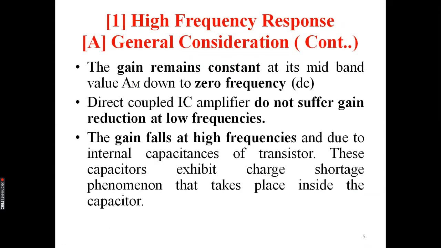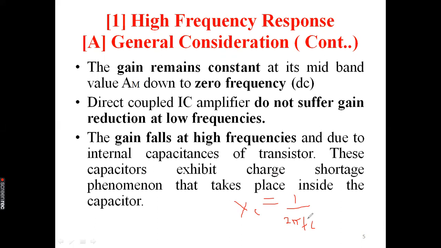Why is that charge shortage phenomenon happening? Because at high frequencies, the capacitance will normally have low reactance. As you know, the expression for capacitive reactance is X equal to 1 by 2 pi f c. Basically, the capacitance will allow high frequencies. Capacitors have the tendency to allow high frequencies to pass through and attenuate or block low frequencies or DC. That is why a capacitor is a charge storage device: it blocks DC and passes AC.